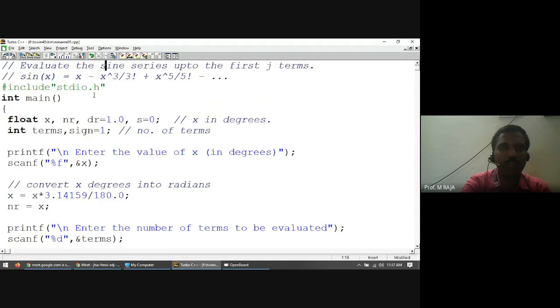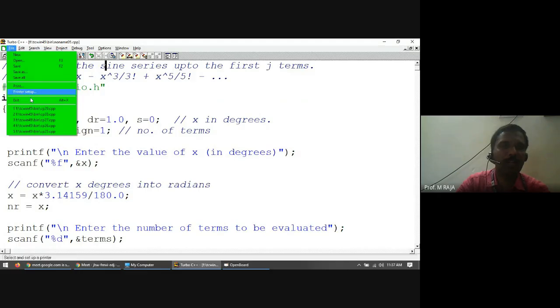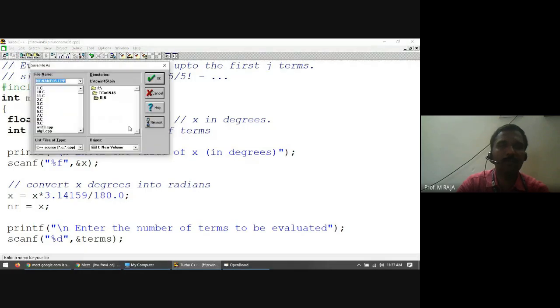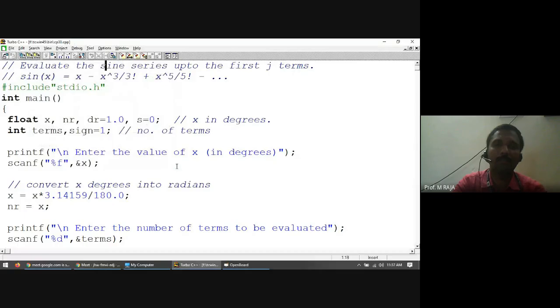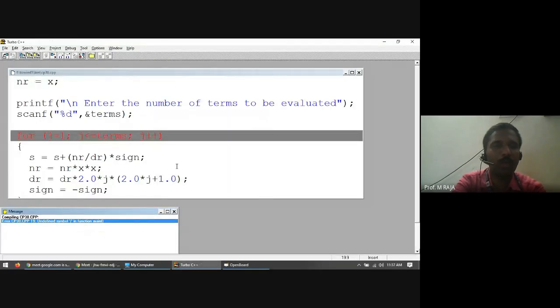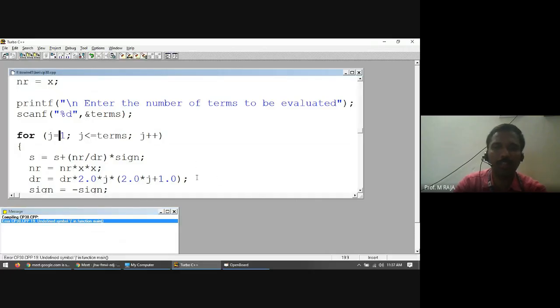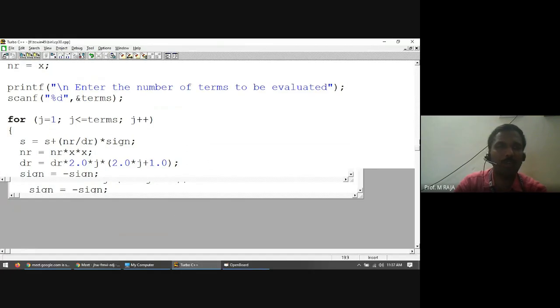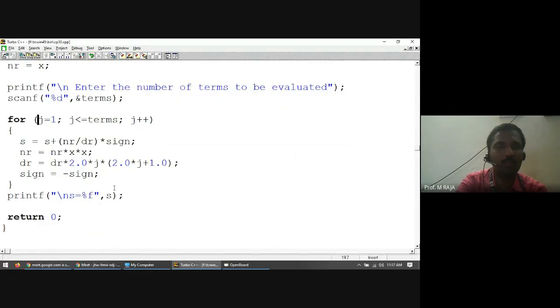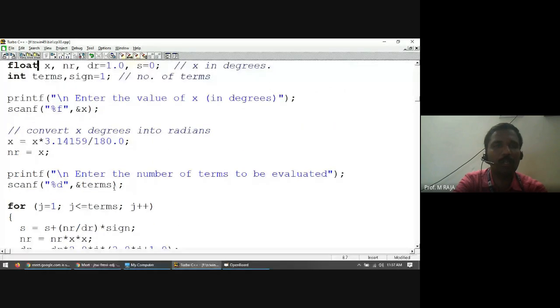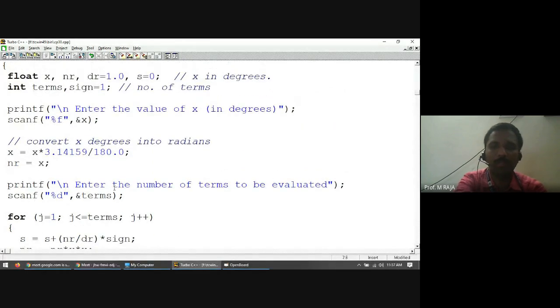First, let us test the code and verify its correctness again. File name, file cp30. F9, one error, index variable j needs to be defined. Okay, declare int j comma terms comma sign is equal to 1. F9.